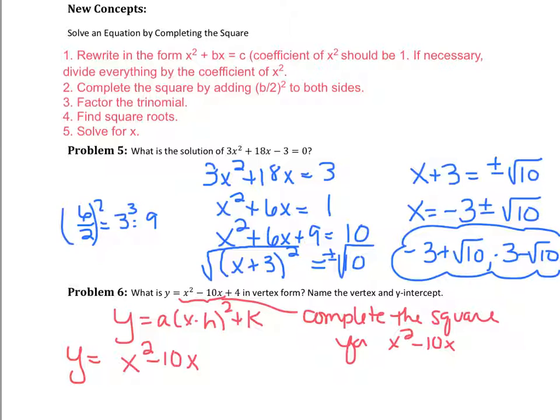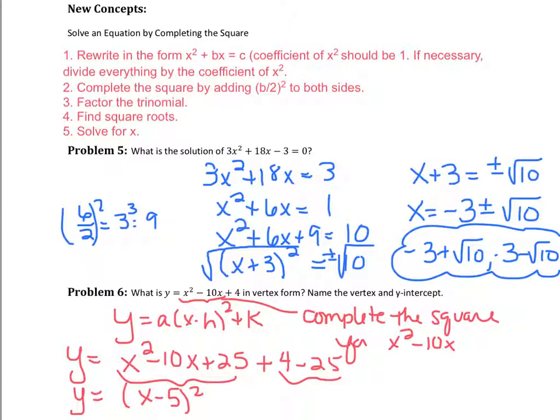So you're going to have x squared minus 10x plus 25 to complete the square on those first two terms. But if you add 25 and keep everything on the same side, you have to subtract 25 to keep it balanced. You add 25, but we're also going to subtract 25 on the same side. As you look at these first three terms, this factors to x minus 5 squared. It's a perfect square trinomial. And then 4 minus 25 is minus 21. So now we have it in vertex form. Our vertex is (h, k), which in this case is 5 and negative 21.